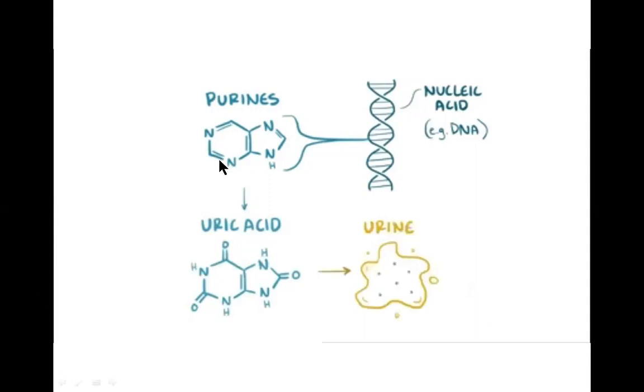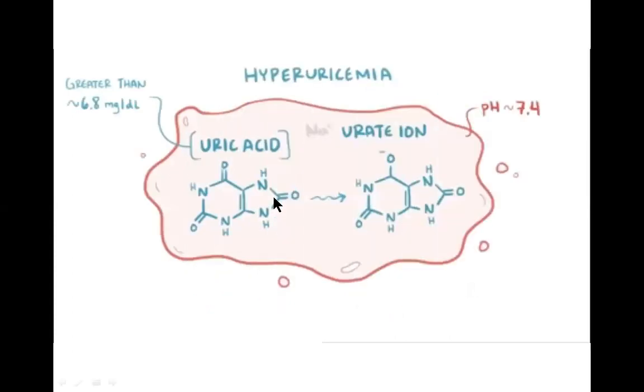This uric acid, which is formed from the purines, is then filtered into the blood and finally excreted through urine. This uric acid has a limited solubility. So when there is an increased concentration of uric acid, more than approximately 6.8 or 7 mg per deciliter, beyond the level of solubility, it causes hyperuricemia. That is an increased uric acid concentration in the blood, more than 7 or 6.8 mg per deciliter.